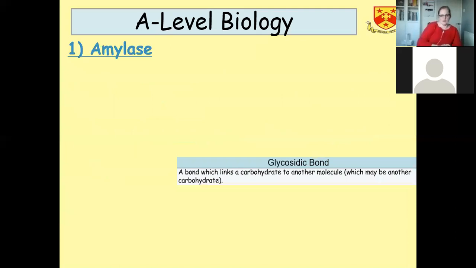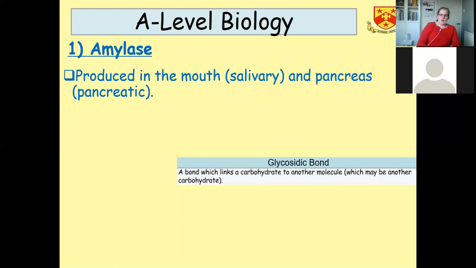So this is a carbohydrase enzyme that you've probably come across before, amylase. Now, what we're going to start doing now is talk about the stages at which they occur and how we break them down. So amylase, it's made in two places. It's made in the mouth, so in the salivary glands, and in the pancreas, in the pancreatic glands.